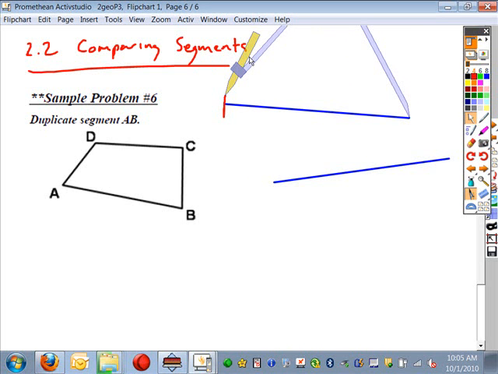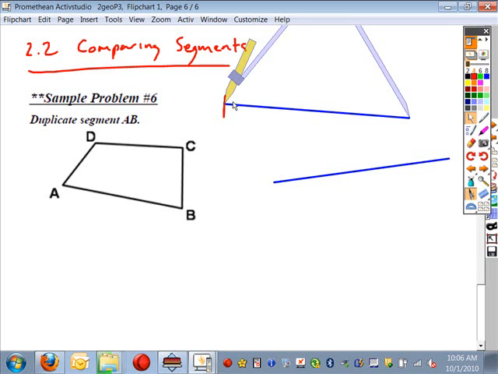And I expect to see this mark. So even though I do understand that you could adjust your compass without having to leave a mark, so you can still adjust it without drawing your arc in there. But if you're doing this and you're turning it in, I expect to see this marking to show that you marked off the length of that segment.